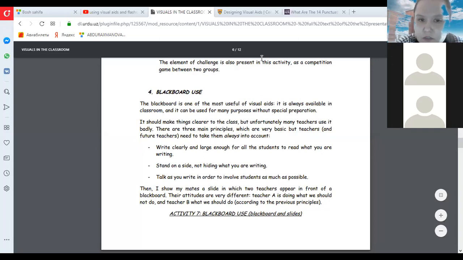Talk as you write in order to involve students as much as possible. So you shouldn't be very silent while you are writing because they will make noise if they are very young learners, or they talk to each other during the lesson while you are writing. That's why while writing the information on the board, you have to explain it. Understandable?